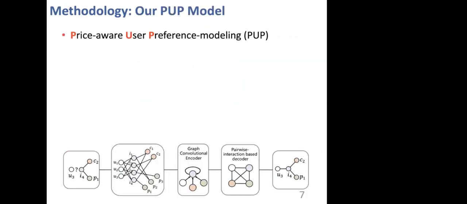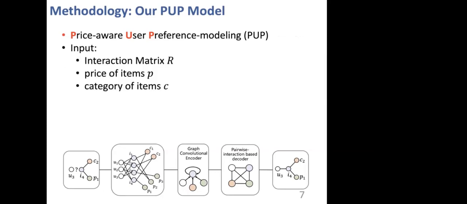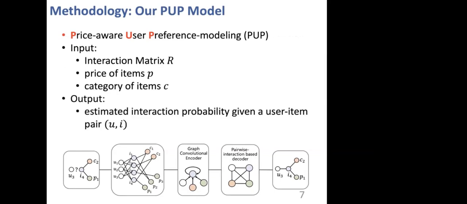To address the 2 challenges, we propose price-aware user preference modeling, shortened as PUP. The inputs are our interaction matrix, the price of items P, and the category of items C. And the output is the estimated interaction probability given a user-item pair.